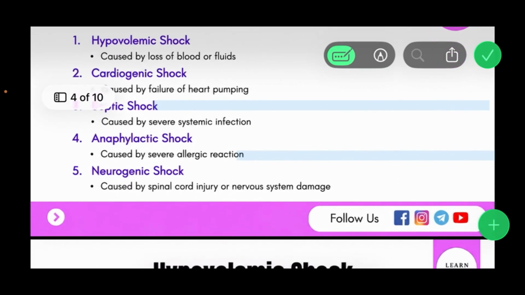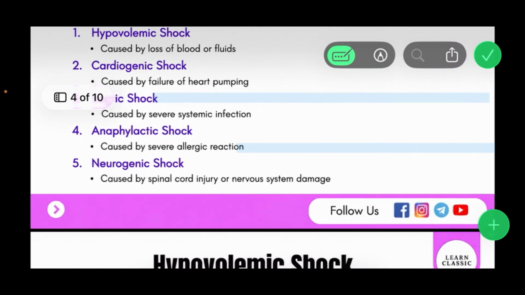Now the next one is anaphylactic shock. Anaphylactic shock is a severe allergic reaction that causes sudden widening of the blood vessels. So what does anaphylactic shock cause? It causes widening of the blood vessels and difficulty in breathing. It may occur after exposure to allergens like food, medicines, or insect stings.